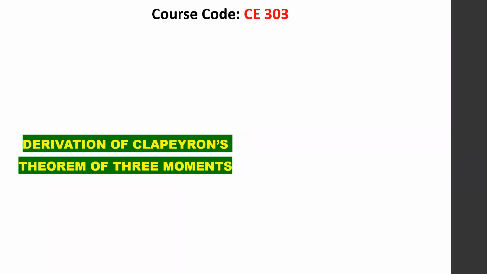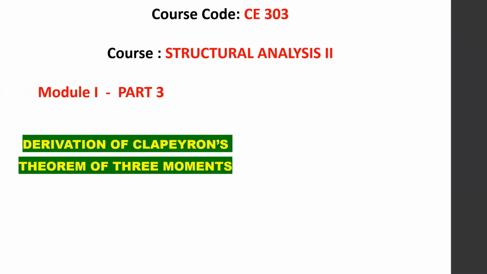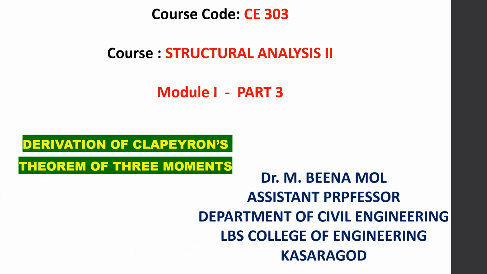Dear students, welcome everybody. We are studying our first module of Structural Analysis 2, which is about analysis of continuous beams using Clapeyron's theorem of three moments. So far we have seen what a continuous beam is, how to determine the statical indeterminacy of a continuous beam, and how to draw the bending moment. We also saw the difference in drawing bending moments of a simply supported beam, fixed beam and a continuous beam, and we saw what Clapeyron's theorem of three moments is.